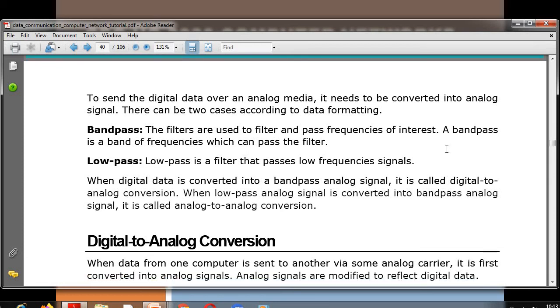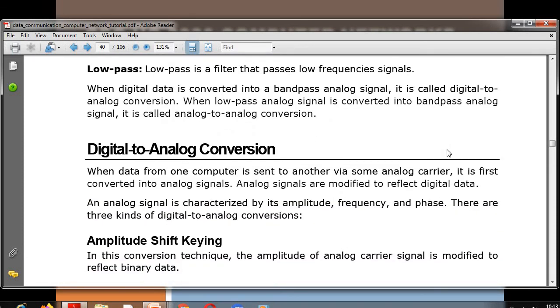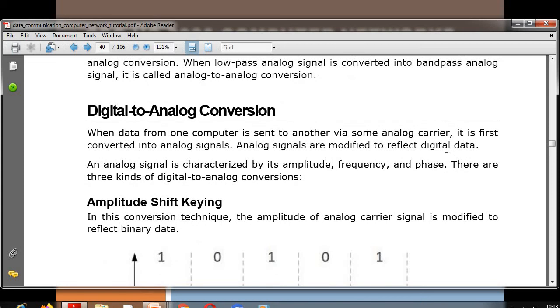So, digital to analog conversion: when data from one computer is sent to another via some analog carrier, it is first converted into analog signals. So analog signals are modified to reflect digital data. An analog signal is characterized by its amplitude, frequency, and phase. There are three kinds of digital to analog conversions.